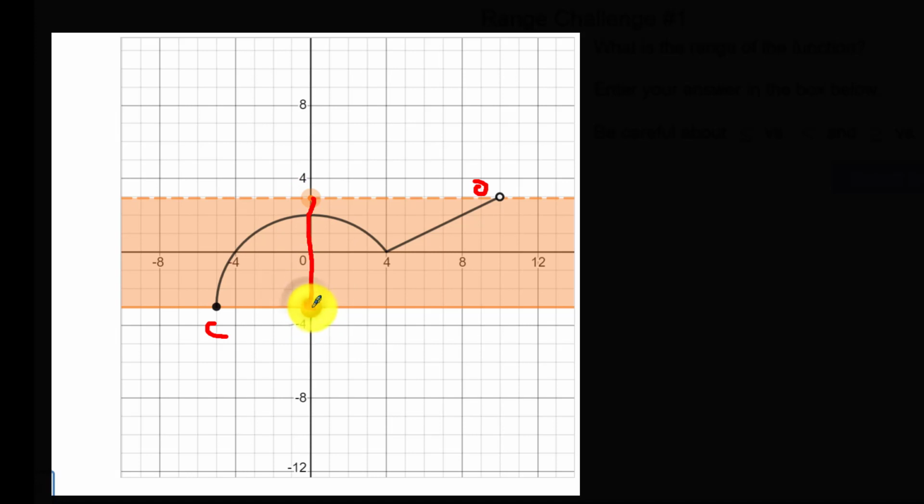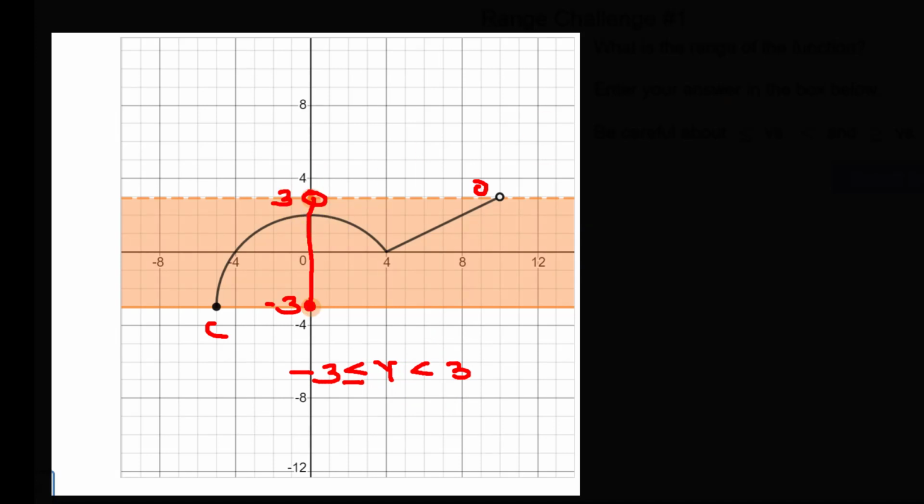Now this one is a closed circle because my minimum point is a closed circle, and this one is an open circle because my maximum point is an open circle. Alright, so this one is -3, this one is +3. So to write our range, y greater than or equal to -3. I have a line under because this one is closed. Y less than 3 without the line under because this one is an open circle.